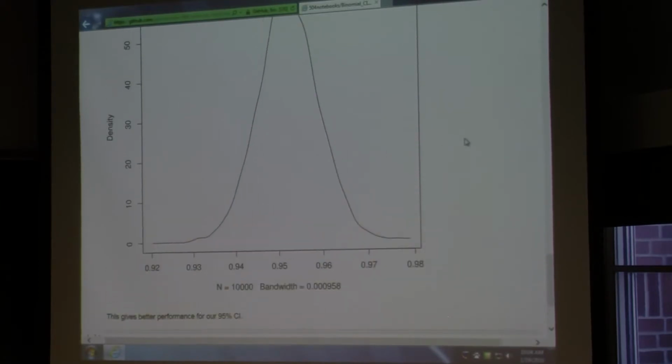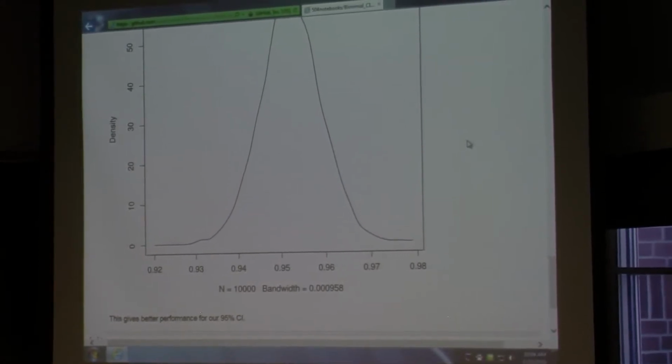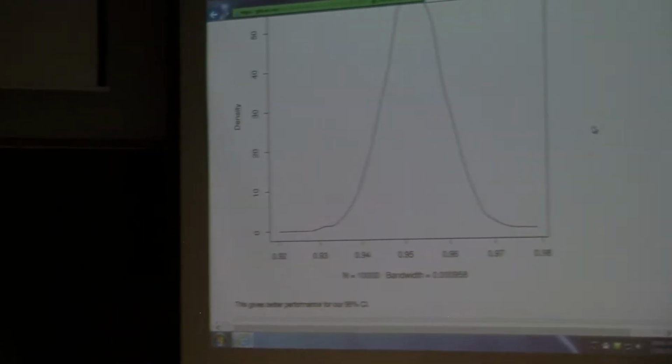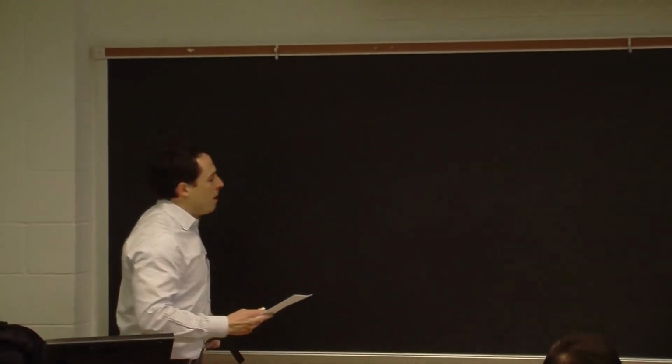So let's talk about what else we can do. Okay. So that's one thing we can do, is we can perform a transformation, which we hope smooths the situation out and causes our Wald-style confidence interval to perform better. But there are a couple of other things we can do as well. So let me turn the light back on. Oh, that's the wrong direction.